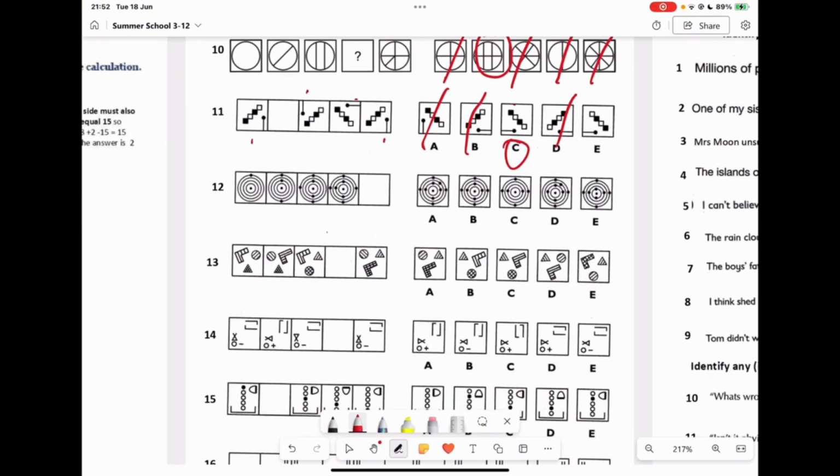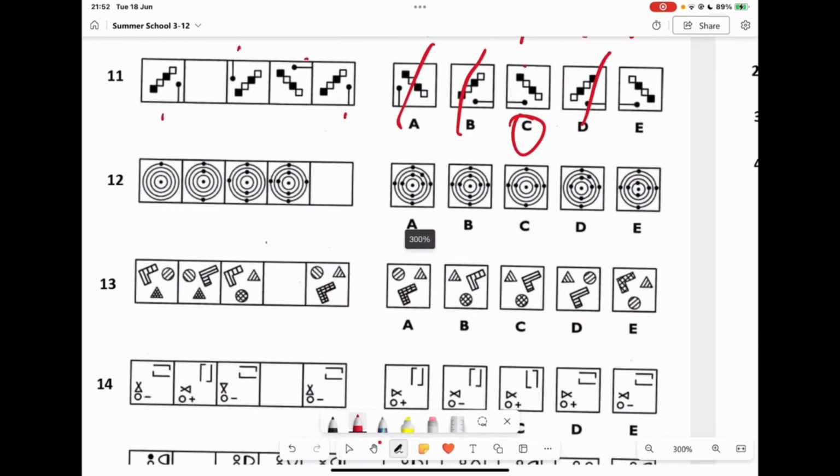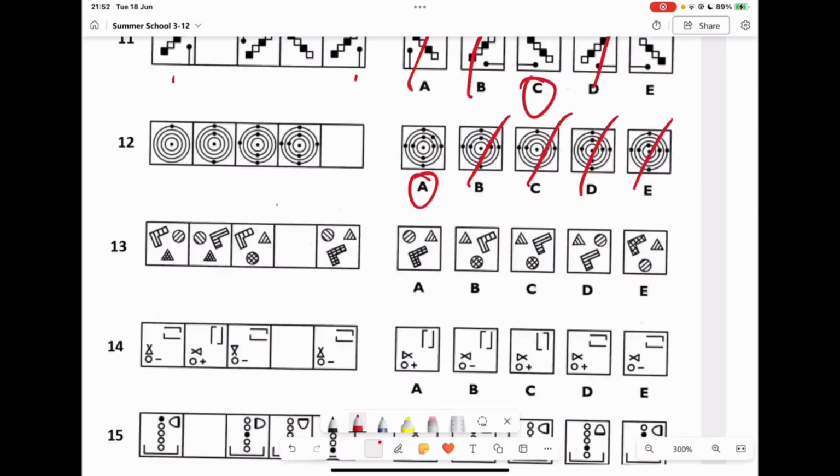Okay, for question 12, we can see that the number of dots on the lines are going to be increasing by 2 each time. Given that it's increasing by 2, it goes 1, 3, 5, and then 7. So this time we can expect 9. So it could be A, it can't be B, it can't be C. For D, no, and E, no. So A.